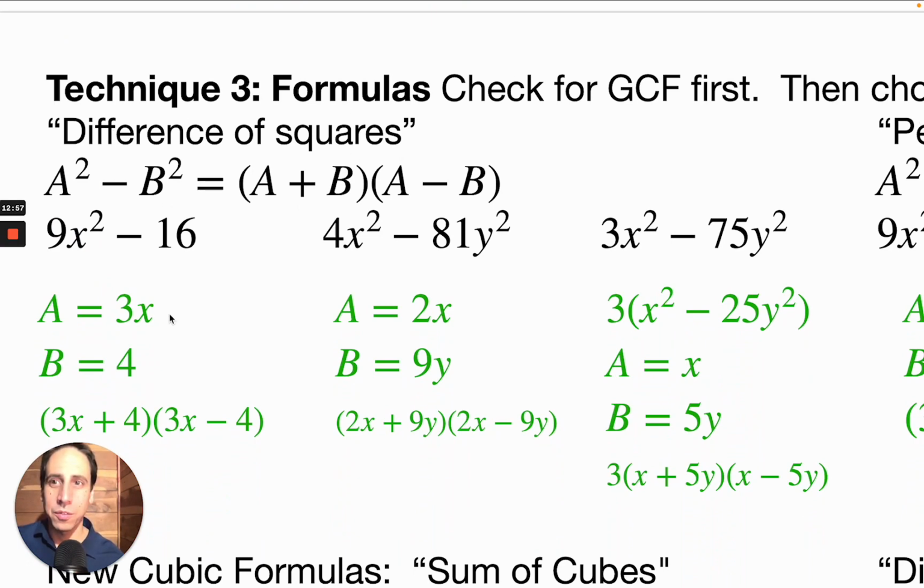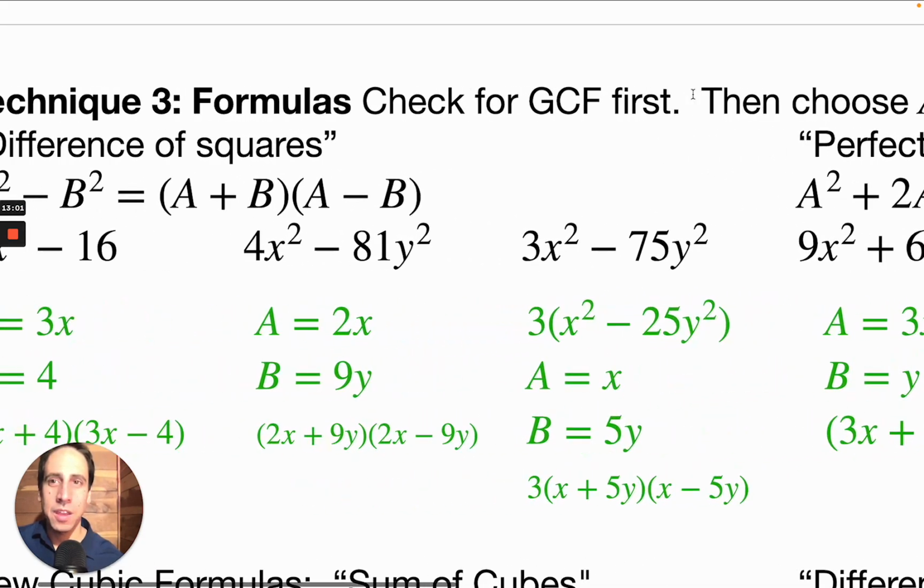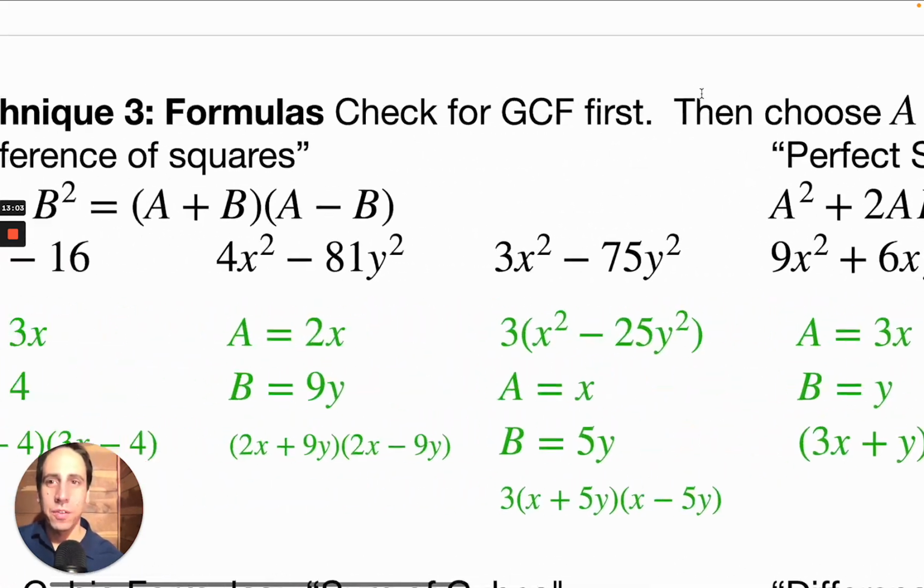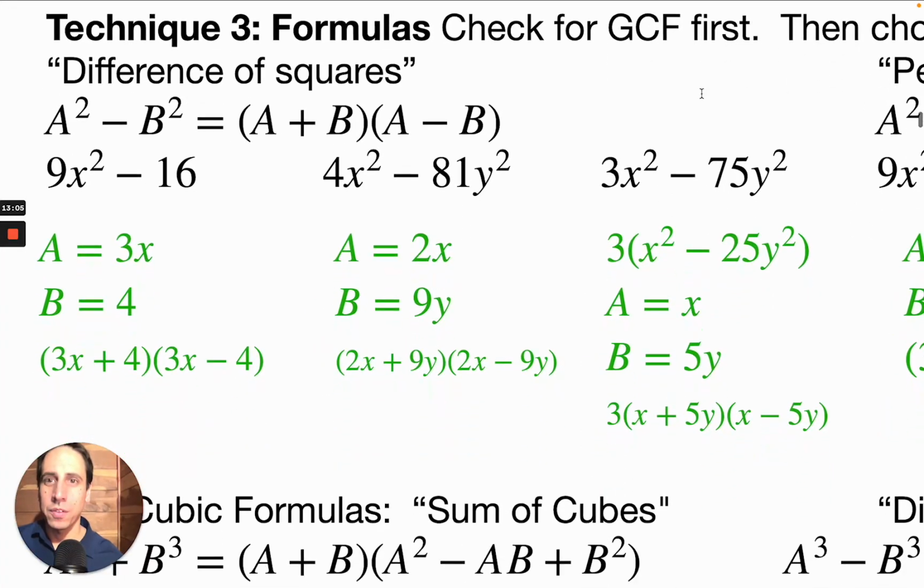You can always check for the greatest common factor first, and then choose a and b to find the right formula. So difference of squares could look like this: 9x squared minus 16. Oh, I remember this. This is a perfect square. This is a perfect square.